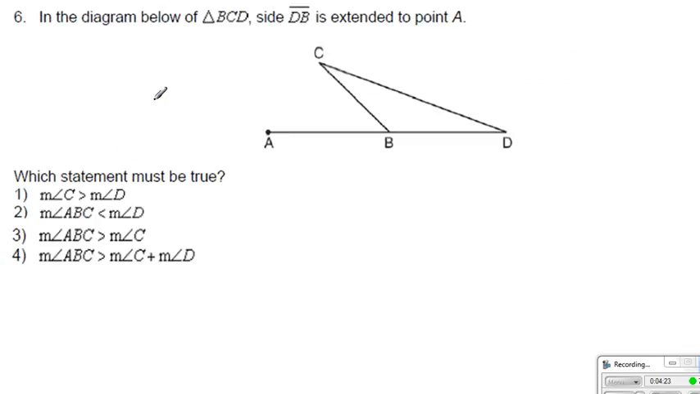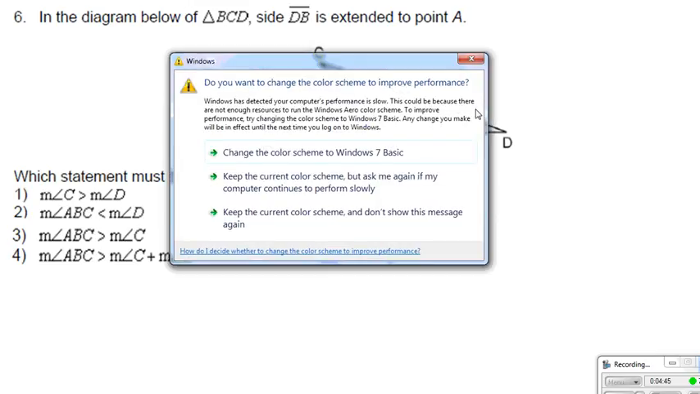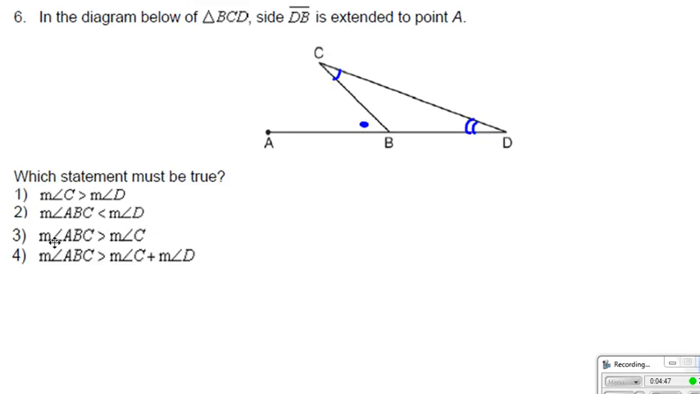Right, here we have, you see, this is the classic exterior angle. This angle must be the sum of these two angles. Now, not only that, angle ABC must be equal, not greater, equal to angle C plus angle D. Or another way of looking at this, the exterior angle is greater than any one of the two angles. So therefore, our correct answer here becomes choice 3.